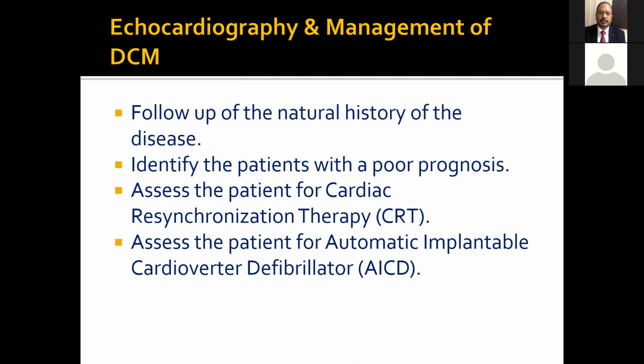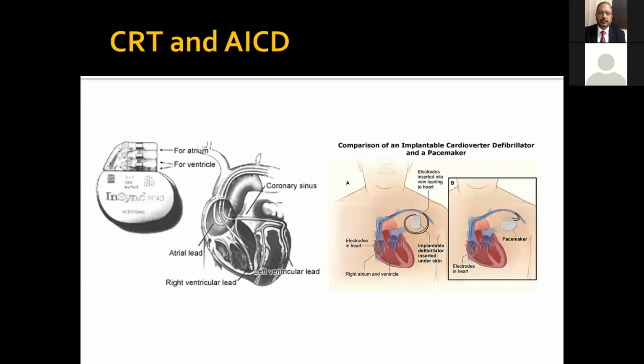Then to identify the patients who have a poor prognosis, assess the patient for cardiac resynchronization therapy, and assess the patient for AICD. This is how an AICD is put. This is the machine, and this is one lead which goes into the coronary sinus, into the left ventricle. This is the right ventricular lead, and this is the diagram.